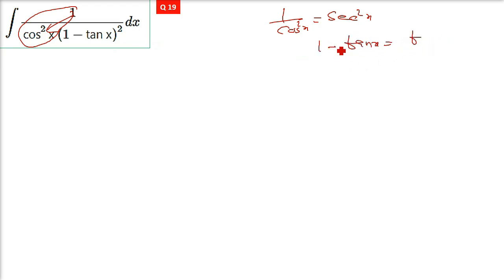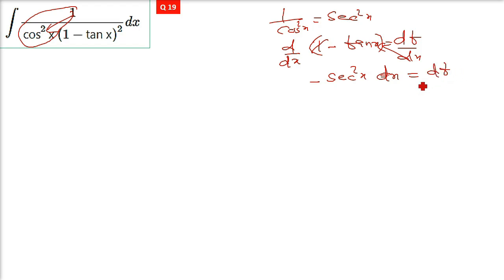So let us differentiate both the sides. We are saying d by dx of both the sides. So d by dx of 1 minus tan x is equal to dt by dx. And this 1 becomes 0, and this is negative sec square x. And this is dt by dx. So dx goes to the left. Finally we got dt equals minus sec square x dx. You can also say that negative dt is equal to sec square x dx.